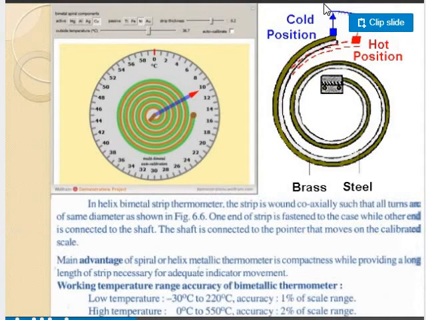So the working temperature range, for low temperature we saw, is from -30 to 220, and the accuracy is 1% of the scale range. High temperature bimetallic thermometers can go from 0 to 550, and the accuracy is 2% of the scale range.